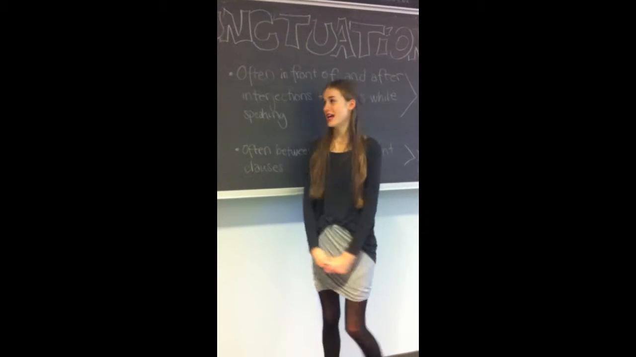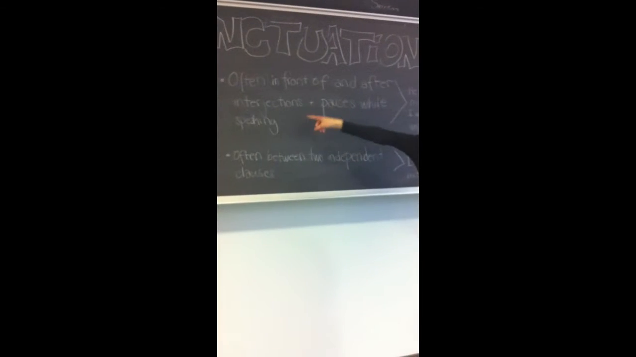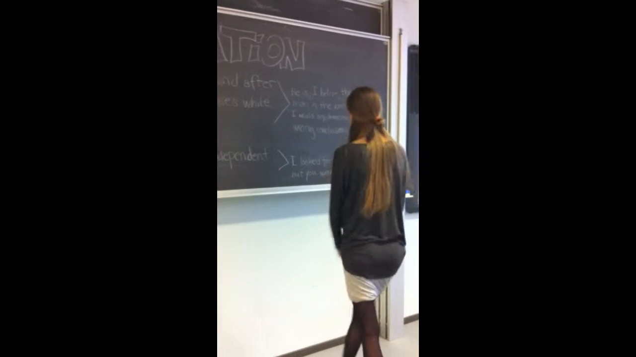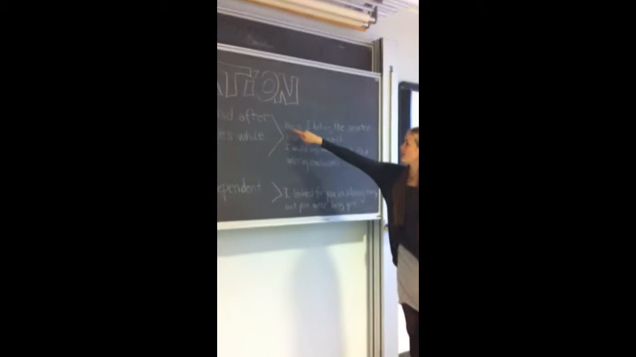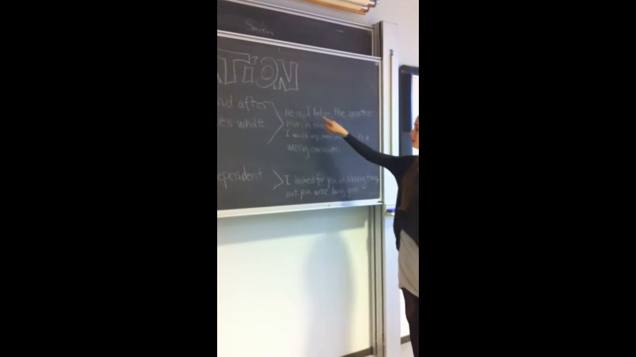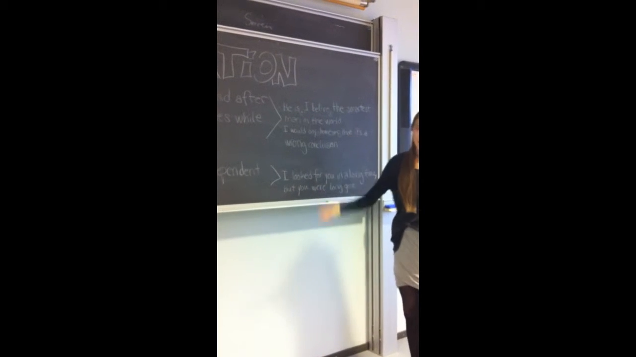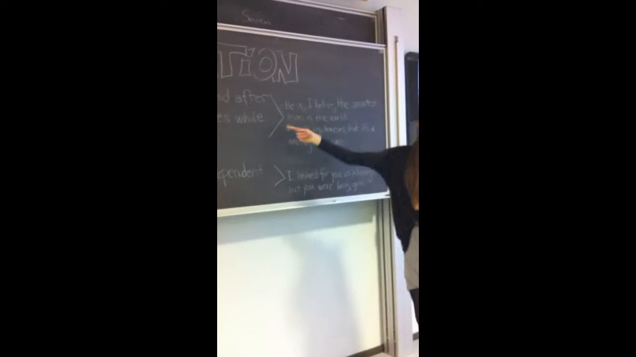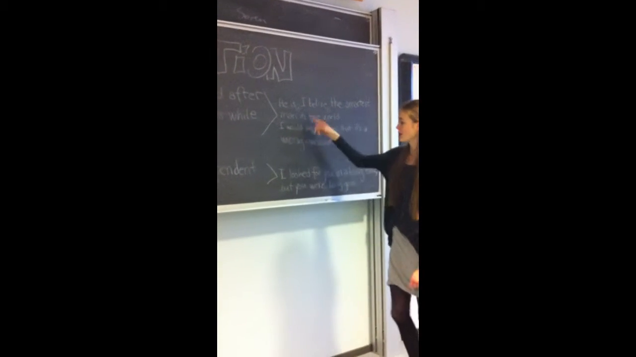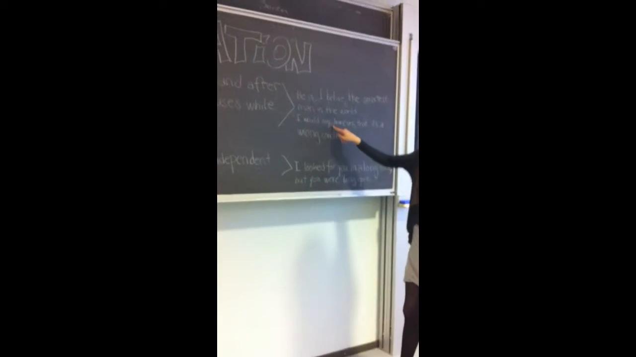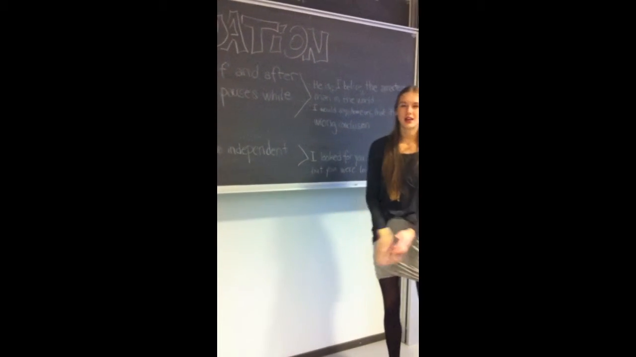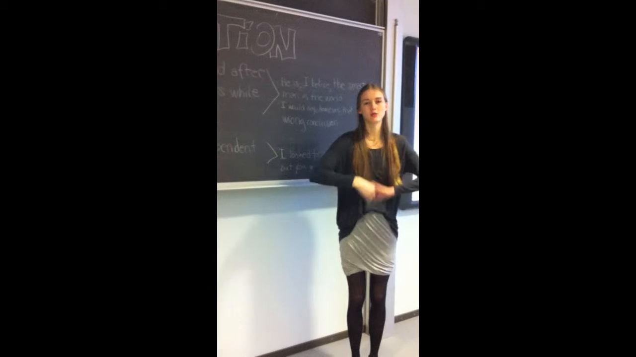Rule number 3 is a comma, often in front of and after interjections, plus pauses while speaking. The examples are, here is, comma, I believe, comma, the smartest man in the world. So, comma between I believe, an interjection. And another example is, I would say, comma, however, comma, that it's a wrong conclusion. It gives you a little pause to take a breath.